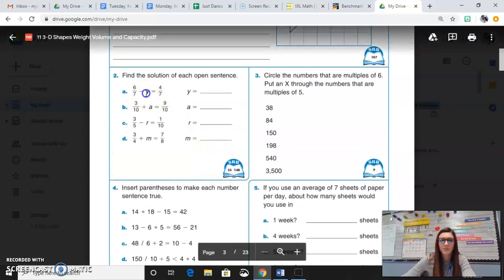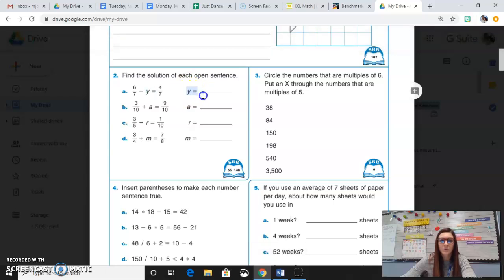So what that means is here we have the letter Y. Here we have Y equals. So they want you to figure out what Y is in this open sentence. So remember with denominators, those bottom numbers or those bottom parts of your fractions, they have to be the same. If they're not, you're going to need to make them the same. So for letter A, it says 6/7 minus Y equals 4/7. Your denominator is already done for you. So you're just asking yourself, 6 minus what gives you 4? So over here, Y equals 2/7 because 6/7 minus 2/7 equals 4/7.